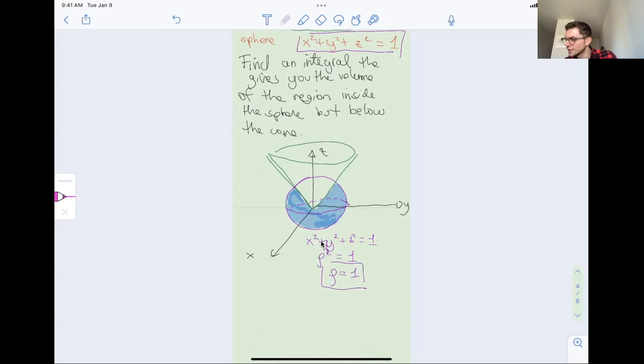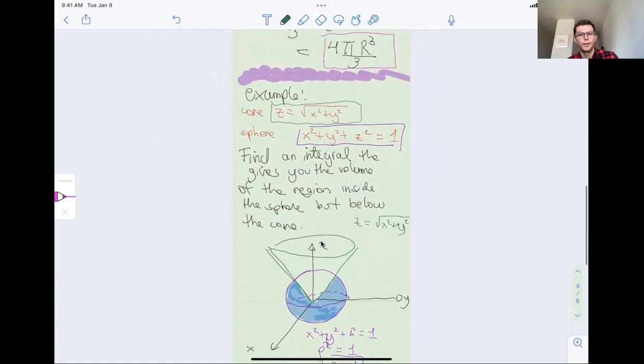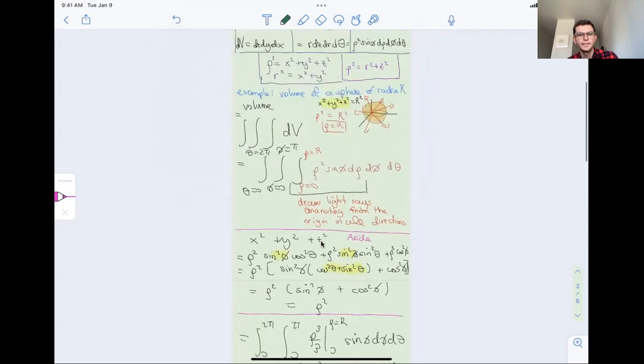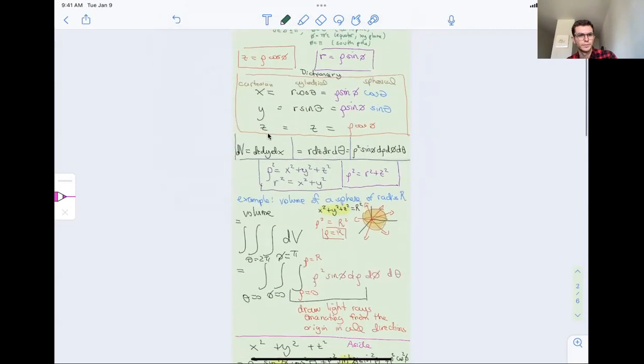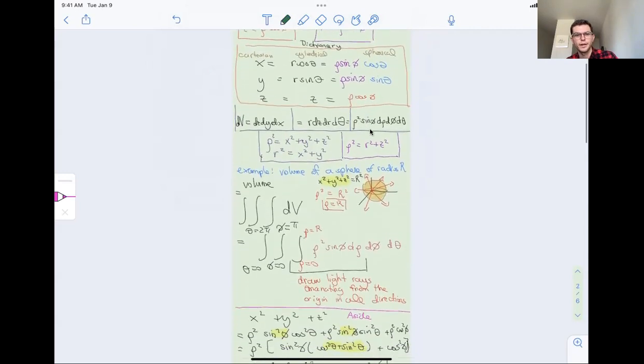Now, the one that's a little bit more interesting is the equation of the cone, because this is what you get. Now, what was z in spherical coordinates? Go to the table that I wrote a bit earlier. What is z in spherical coordinates? It's rho cosine phi, right?